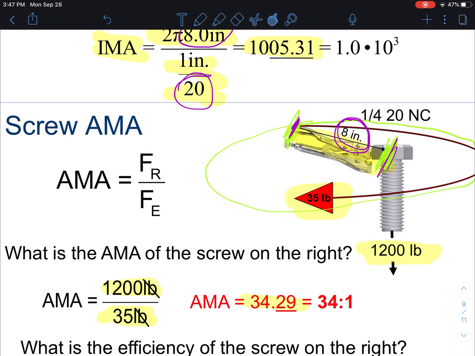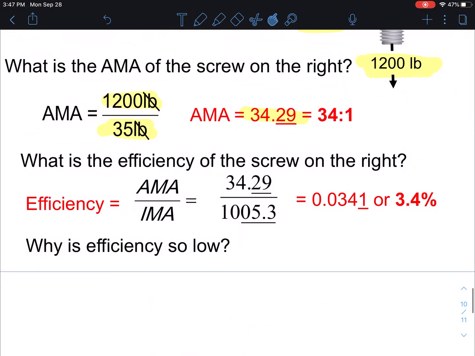The efficiency of this screw is dividing the AMA by the IMA. These are the numbers that we just calculated on the previous 2 slides. So the AMA is 34.29. The IMA was 1,005.3. We do that, we get a number of 0.0341. Multiply that by 100 to turn it into a percent, and we get 3.4%. Why is the efficiency so low?